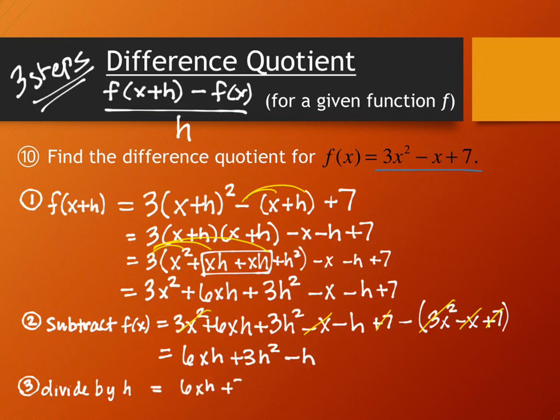6xh plus 3h squared minus h divided by h. So the h will cancel with one of the h's in each of the pieces on top, which will leave me with 6x because the h divided out, 3h because I previously had h squared, and then h divided by h at the end is 1, so I have minus 1.